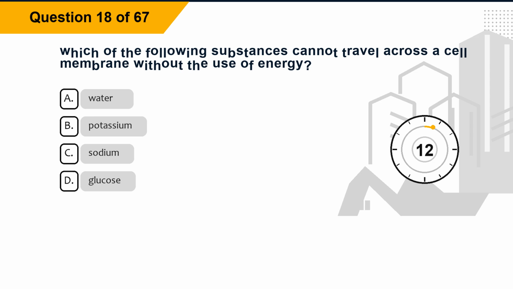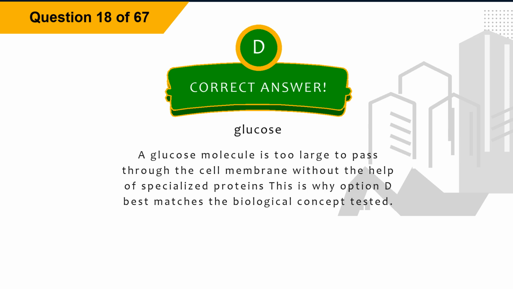Question 18. Which of the following substances cannot travel across a cell membrane without the use of energy? Option A, water. Option B, potassium. Option C, sodium. Option D, glucose. The correct answer is option D, glucose. Explanation. A glucose molecule is too large to pass through the cell membrane without the help of specialized proteins. This is why option D best matches the biological concept tested.